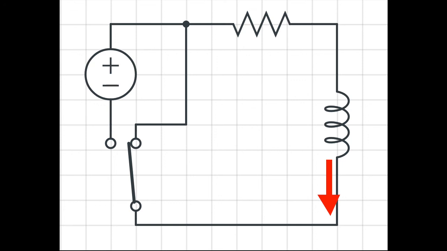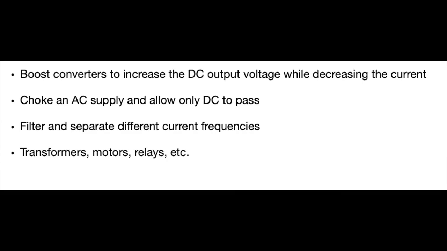Now that we have a basic understanding of how inductors work and how RL circuits work, let's take a look at how they are used in our everyday lives. So they are used in boost converters to increase the DC output voltage while decreasing current. They can also be used to choke an AC supply and only allow direct current to pass. We can use them to filter and separate different frequencies of current, and they are also used in transformers, motors, and relays, and many other electrical components.